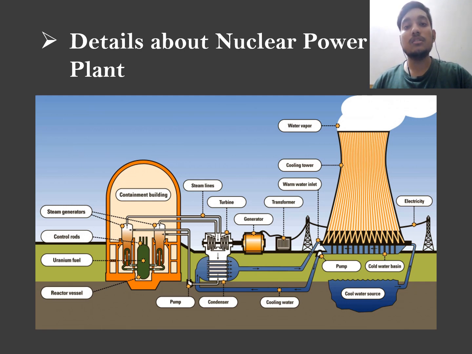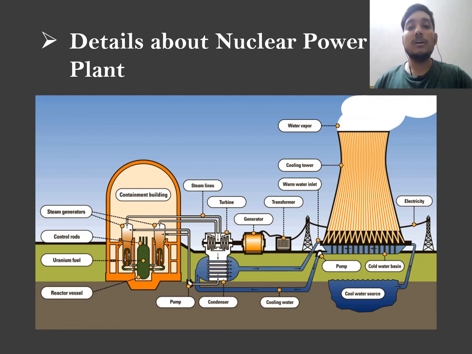Cool water source. This can be a lake, river, or ocean that provides a cool water source for the condenser to cool down the circulated water. Pumps. Water pumps are used to circulate water throughout the system. There are pumps for the reactor coolant loop as well as for the secondary loop to generate steam for the turbines.